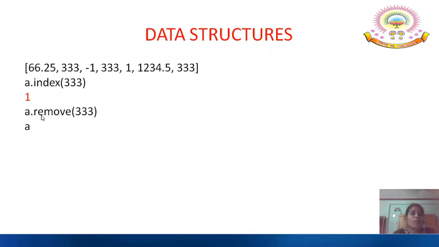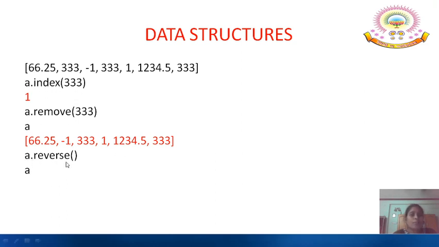Now you want to remove 333. When you want to remove 333, since 333 is repeated a number of times in the given list, the remove method will remove the first occurrence of that particular value, and the remaining values will be as they are, because duplicates are allowed. When you say a dot reverse, then it will print in the reverse order.